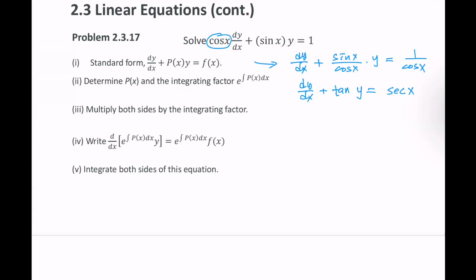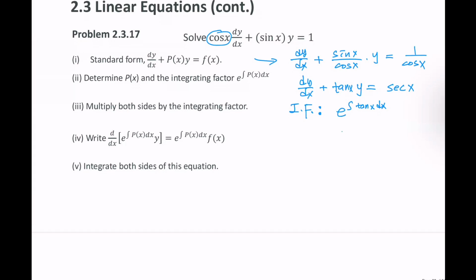Now we need to find the integrating factor. e to the integral of p, tangent x dx. Integral of tangent x dx, from the cheat sheet I have here, is negative ln absolute value of cosine x. In the cheat sheet plus c, and we're going to have only one plus c at the end, so we don't have to put plus c here.